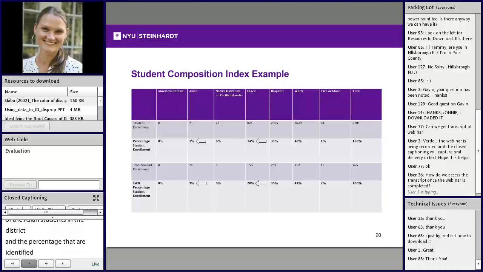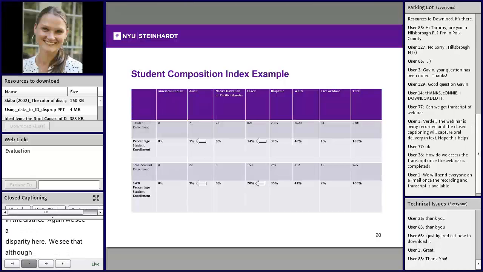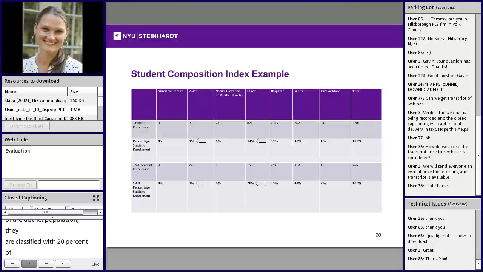And this same comparison is also done with black students. So here we have 150 black students over 765 total students, and we see that black students with disabilities make up 20% of the students with disabilities in the district. Again, we see a disparity here. We see that although black students comprise 14% of the district population, they are classified with 20% of all students with disabilities. So this is one way where we can start to say, okay, something's going on.